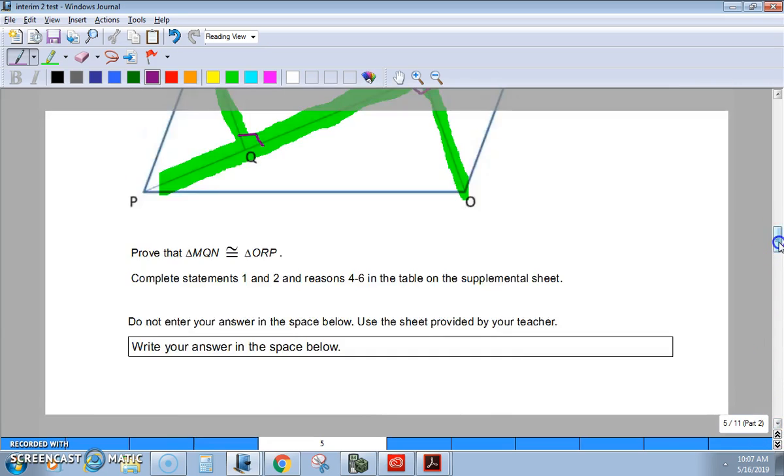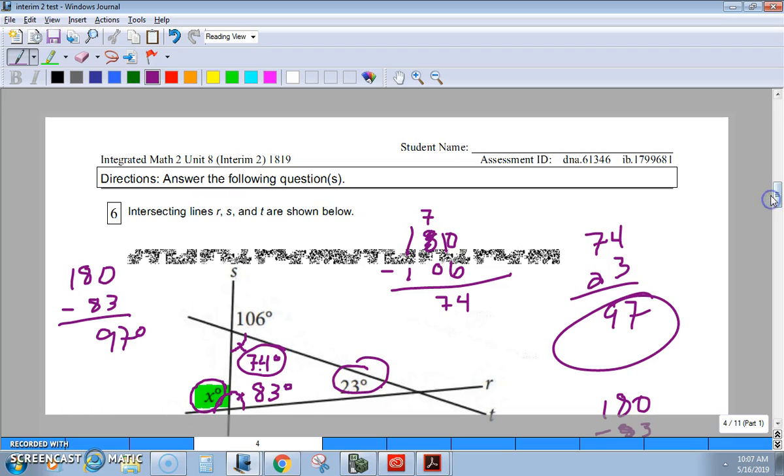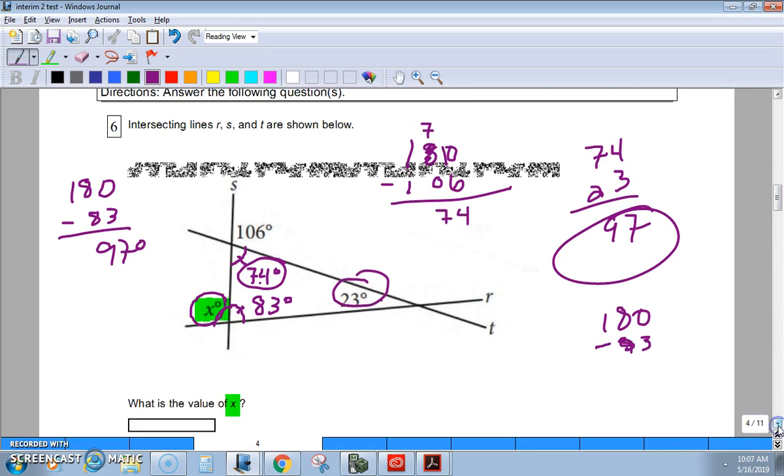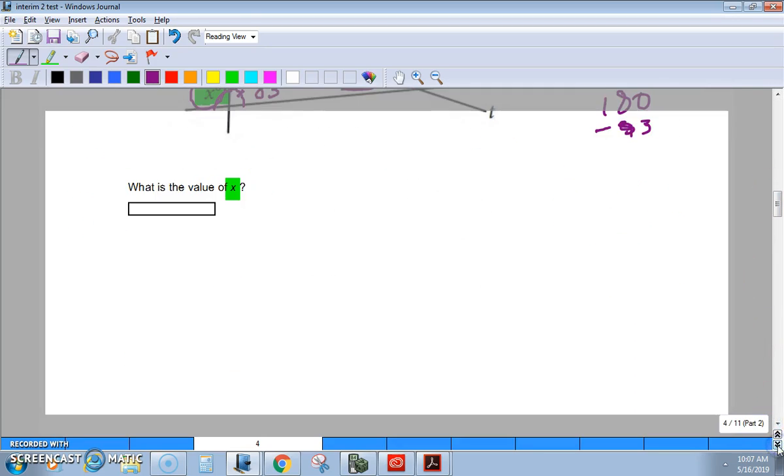Oh, I don't have the thing on this one. Let me look this up really quick. What was the next step? Okay. Sorry, guys.